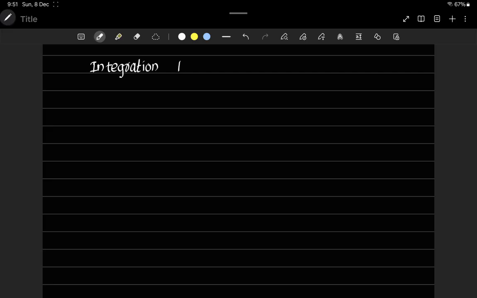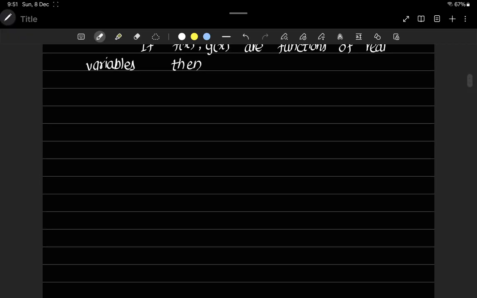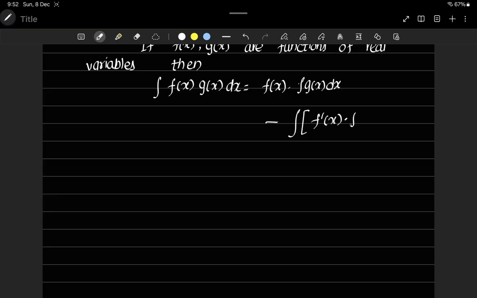Integration by parts states that if f of x and g of x are functions of a real variable, then, with certain conditions that we are not going to bother with, the integral of f of x times g of x dx is equal to f of x times the integral of g of x dx, minus the integral of f dash x times the integral of g of x dx, the whole dx.